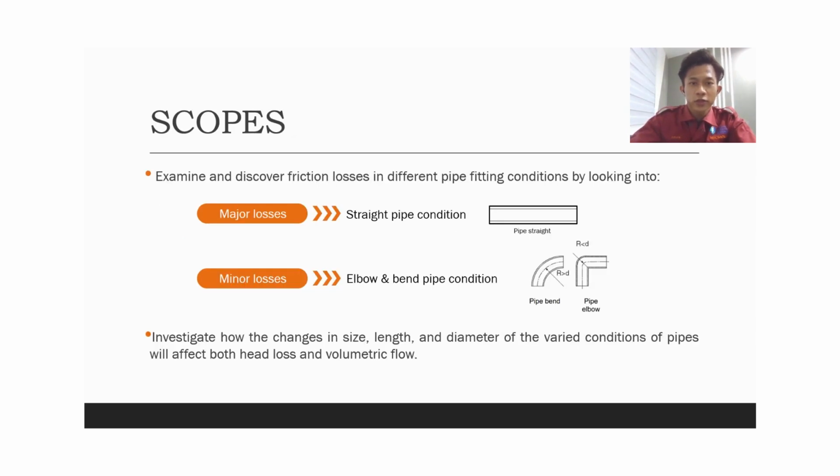For the lab scope, we will examine the occurrence of friction losses in different pipe conditions by looking into the major and minor losses that form due to the influence of pipe head loss and pressure loss. The experiment will be conducted in a straight pipe condition for the major losses, and in elbow and bent pipe conditions for the minor losses. The pressure inside the pipe will be measured using a pressure sensor. Furthermore, we will investigate how changes in the length and diameter of the pipes will affect both head loss and volumetric flow.